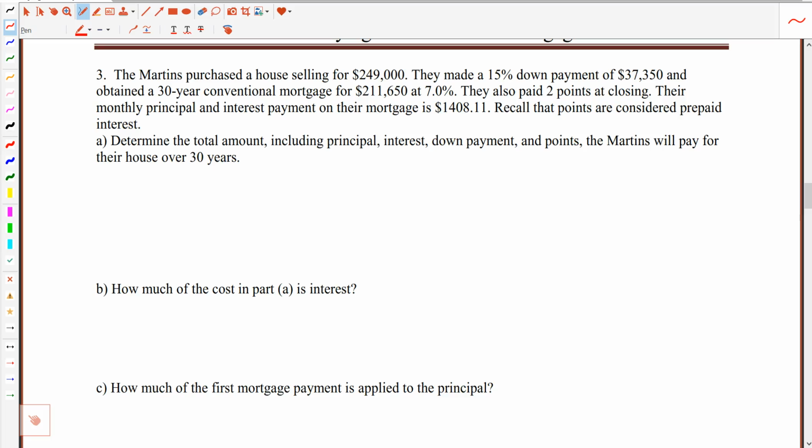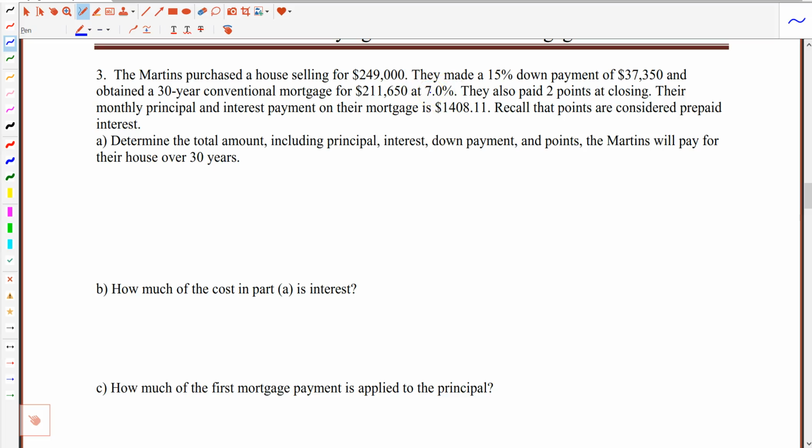Okay, so this is the same example. We have the Martins who want to purchase a house for $249,000. So they'll make a 15% down payment of $37,350, and they obtained a 30-year conventional mortgage for $211,650 at 7%. Now they also paid 2 points at closing, and these points are what resulted in this lower interest rate. So apparently it was supposed to be even higher than this.